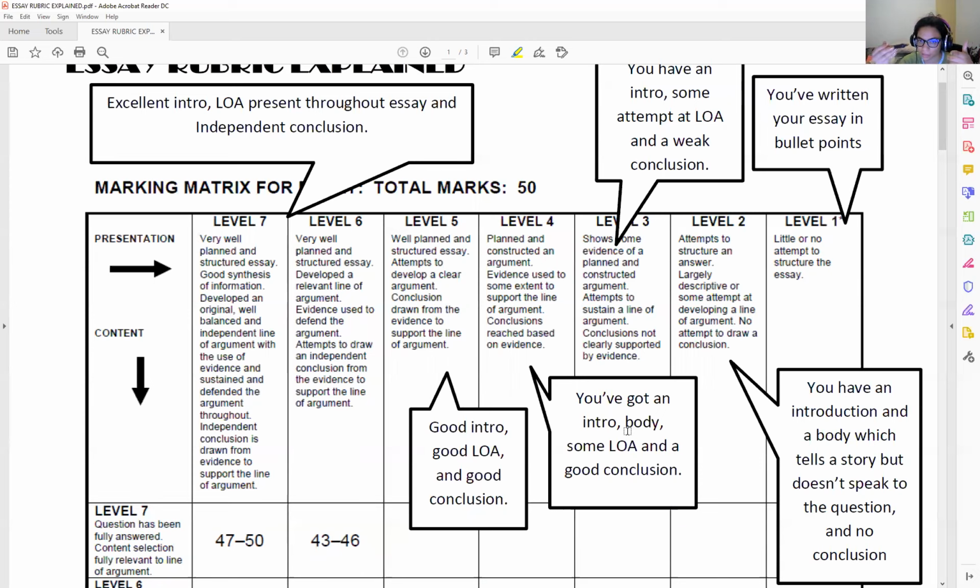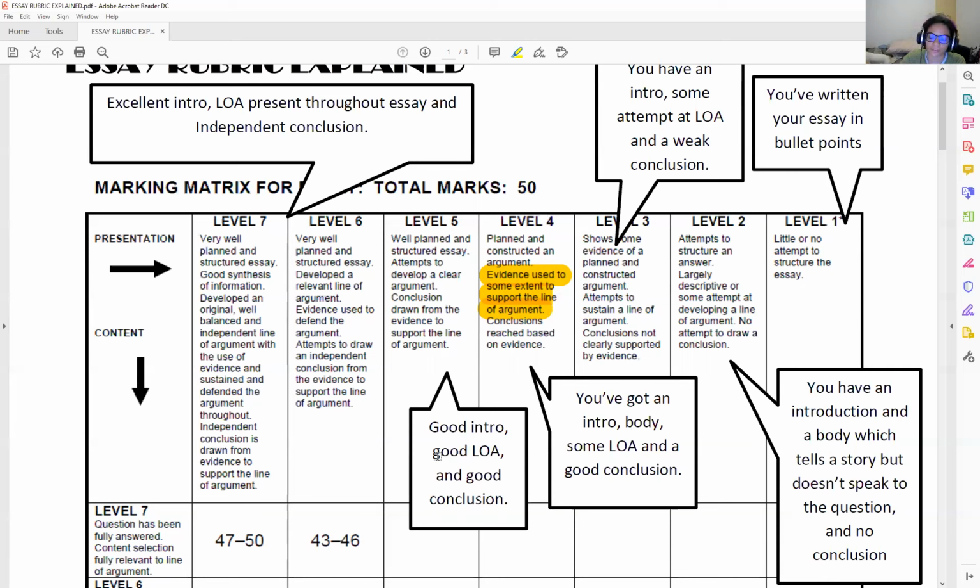So if you follow that method, point, explain, example, and then linking it back to the question, you've got your line of argument. So you cannot get lower than a level four because you've got evidence used to some extent to support the argument. But you need to also keep in mind that it depends on your content. You have to have enough content to put you in the bracket of a level four.